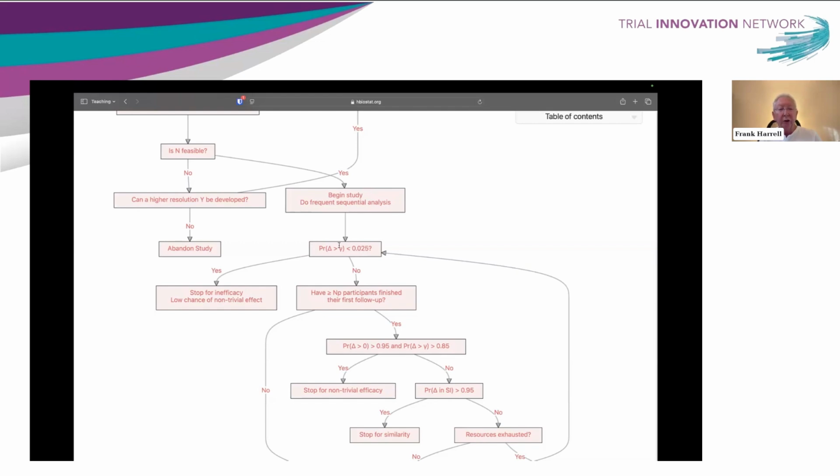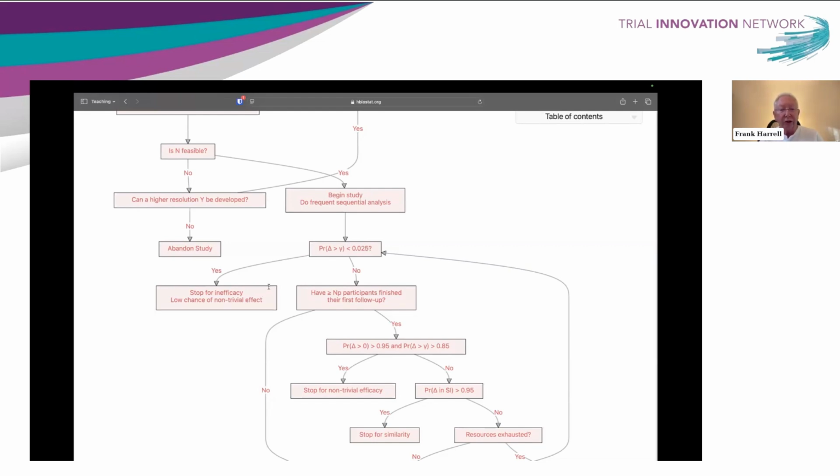If you have a very low chance of non-trivial efficacy, so that probability is less than 0.025, you're going to stop for inefficacy. So the fact that you're testing this not against zero, but against gamma, means you're going to stop earlier. What happens with a lot of futility analyses is you keep the study going longer, and at the end, the treatment effect is trivial anyway.